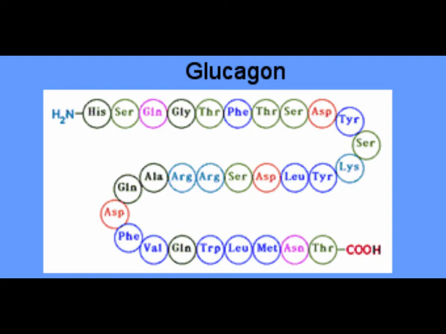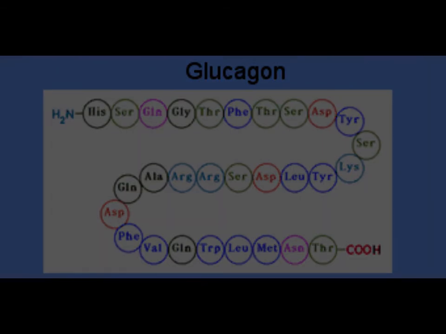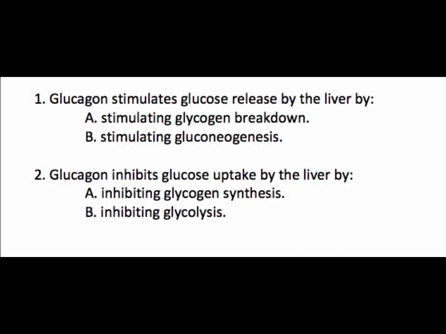Glucagon stimulates glucose release of the liver by stimulating glycogen breakdown and by stimulating gluconeogenesis. Glucagon inhibits uptake of glucose by the liver by inhibiting glycogen synthesis and by inhibiting glycolysis. Now, glucagon binds to a specific receptor that spans the plasma membrane, and it acts through the intracellular second messenger, cyclic AMP. The figure on page 8 shows the steps leading to glucagon response.